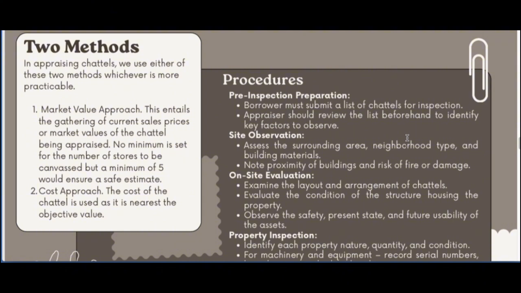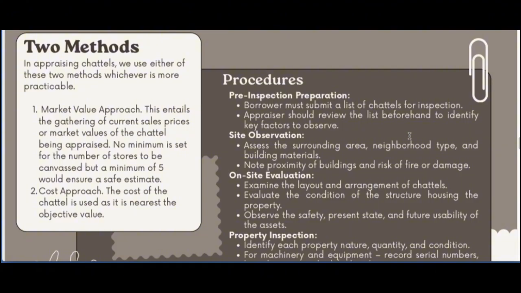Note the proximity of the building for risks of fire or damage. They check how close the property is to other buildings and identify any risks like fire or potential damage. Third, on-site evaluation. Examine the layout and arrangement of the hotel. They check the arrangement of personal items or the overall layout of the property.